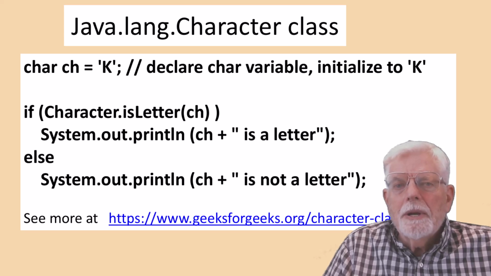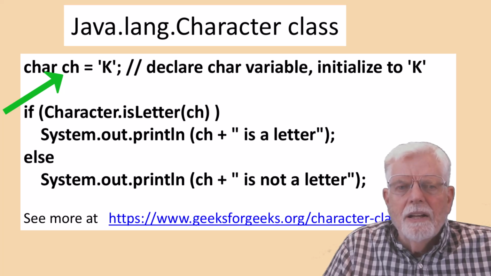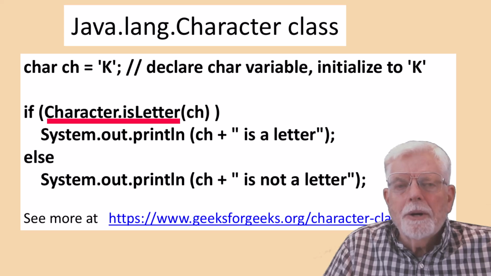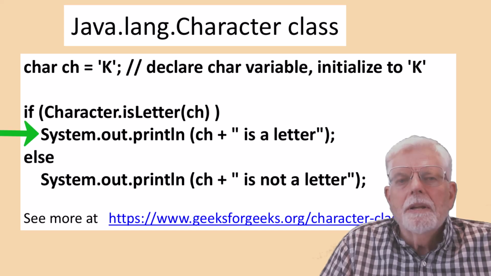In this code snippet, a variable named ch is declared as a character and initialized to the letter k. The Character isLetter method tests ch and returns true if ch is an uppercase A through Z or lowercase a through z. Otherwise, it returns false. The if statement passes because ch is a letter and the else statement is not executed.